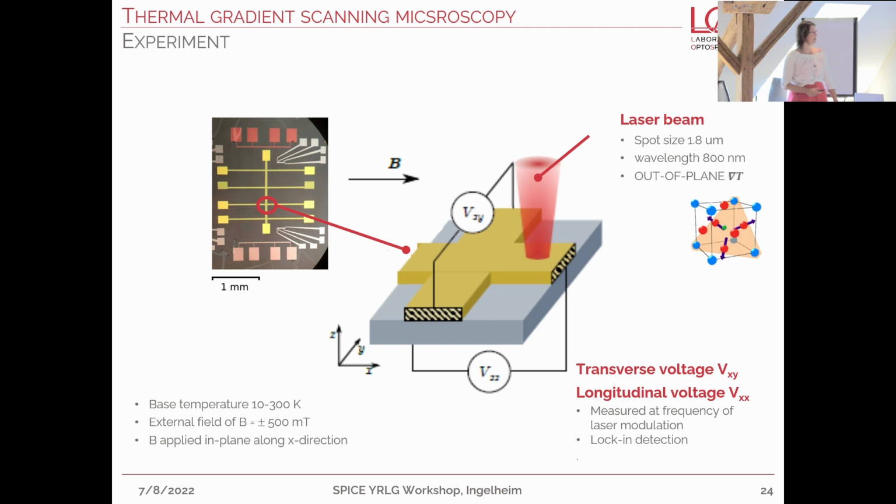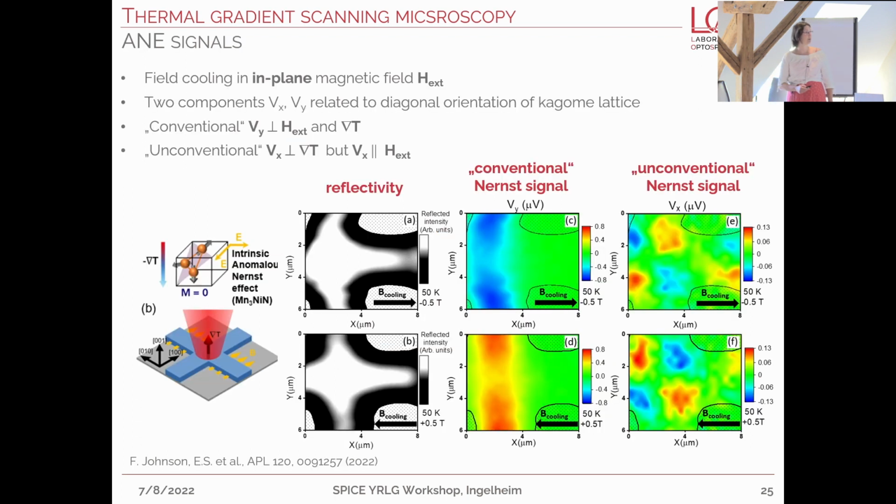And this was done by using this thermal scanning gradient microscopy, which you probably know. You just scan a laser across the whole cross, and this creates a thermal gradient, and you measure transverse and longitudinal voltage. And you can apply an external magnetic field, or you can field cool it to create different types of domain structure. And since the spin structure is along the diagonal, even the out-of-plane thermal gradient can create a Nernst response. So in the previous case, it was the in-plane thermal gradient, and now it's the out-of-plane.